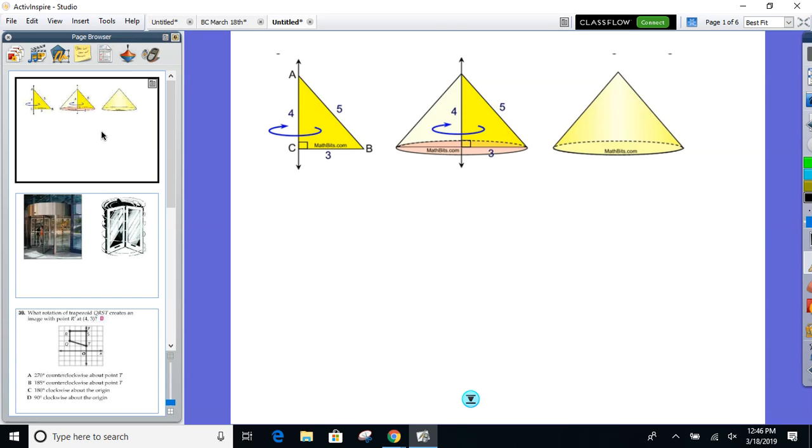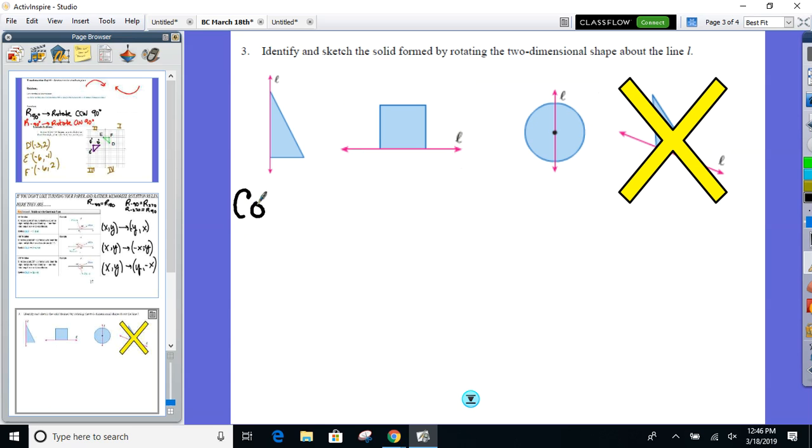Everyone see that, what I'm describing here? Going around and around, we end up with a cone. Yes, we end up with a cone here. Okay, we end up with a cone. I'm nervous to ask about this next one now.